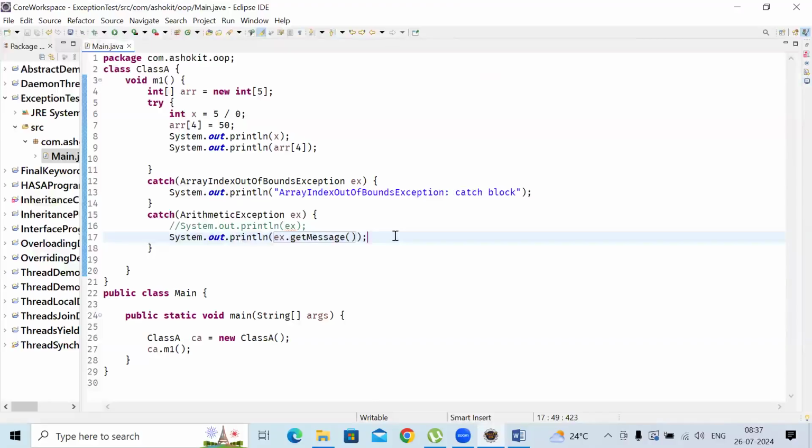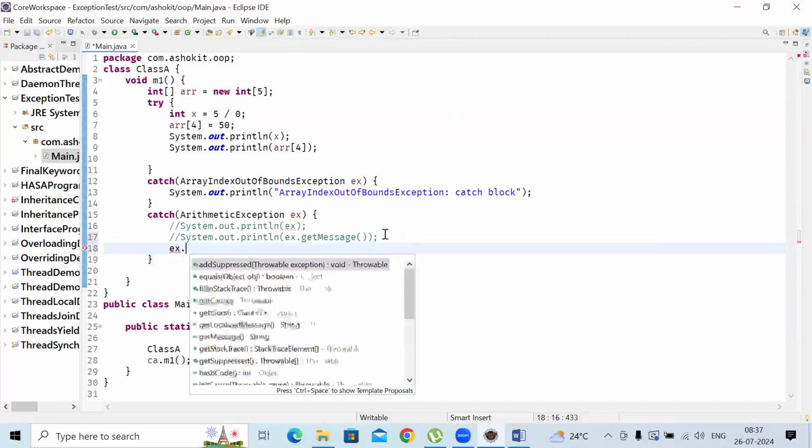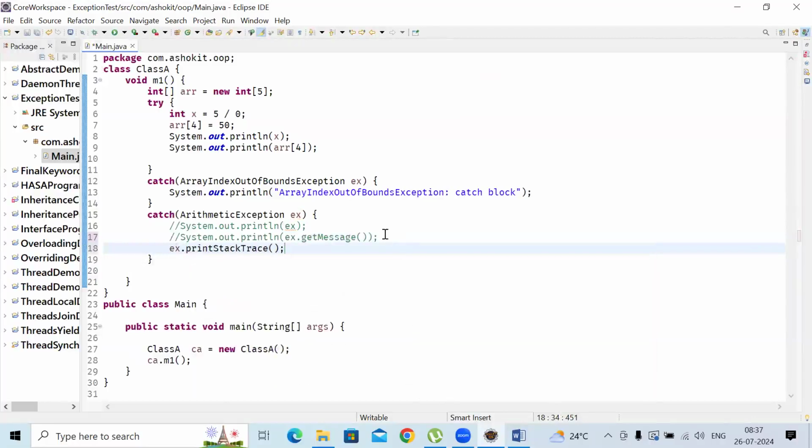Next, this one I'm keeping in comment. The next one, ex.printStackTrace. This time which method am I calling? printStackTrace. I'm not writing SOP, I'm directly calling the printStackTrace method.